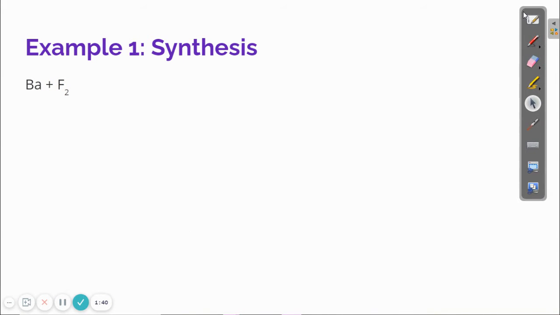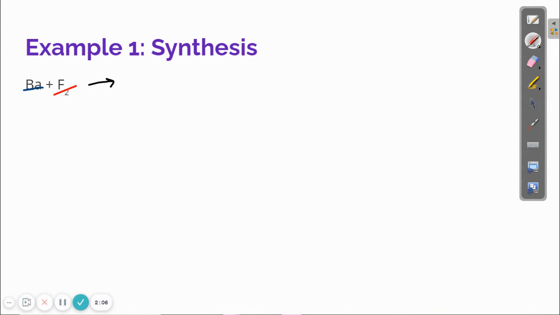So the first one I have here is Ba and F2. I'm already told that this is a synthesis reaction. And I'm going to do a lot of color coordination in hopes that this will help. So Ba, we're going to focus on being blue, and F, we're going to focus on being red when I write this. So in a synthesis reaction, we have 2 things become one thing. So we know they're going to become something that's both of them together.